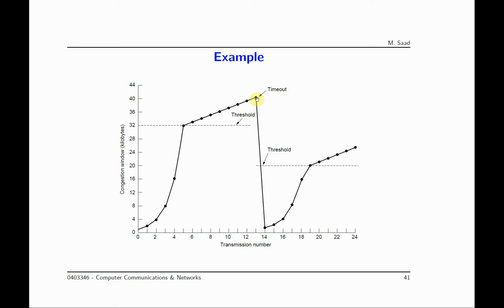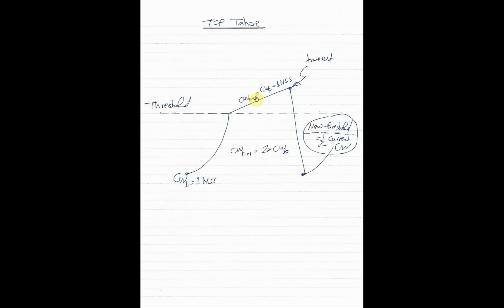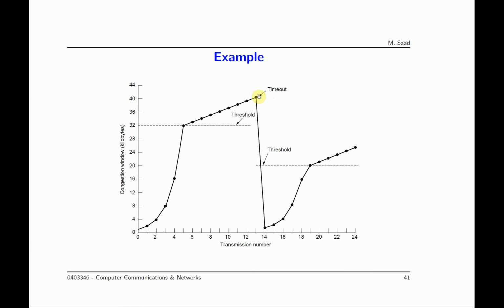If I get a timeout, what does this mean? It means that something got lost in the network. If something gets lost, what do we assume? We assume that there is congestion. If there is congestion, what should we do with the congestion window? I explained to you from the beginning that we should decrease the congestion window. According to TCP Tahoe, we decrease by going all the way down to 1. We go all the way down to 1 maximum segment.